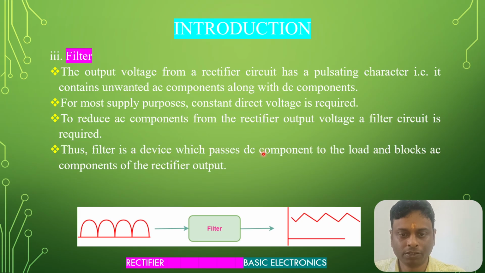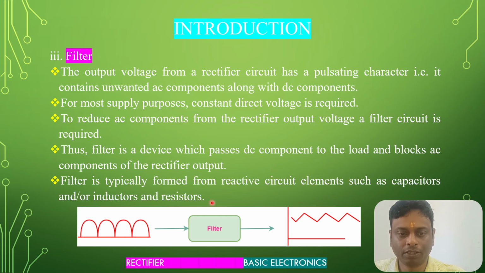The filter circuit consists of a capacitor, inductor, and resistors. Okay, so it will pass the DC component and block the AC component of the rectifier output. So this is the working of a filter circuit, or you can see the job of the filter circuit is to pass the AC component, and it will block the DC components.